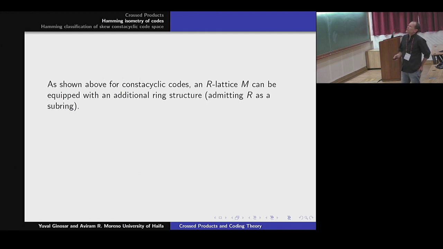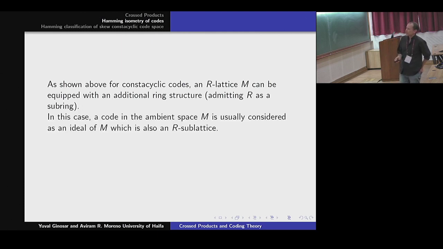As shown above for constacyclic codes, and more generally for cross product codes, an R-lattice M can be equipped with an additional ring structure, admitting R as a subring. In this case, a code in the ambient space is usually considered as an ideal of M, which is also an R-sublattice, as we saw in the above cases.